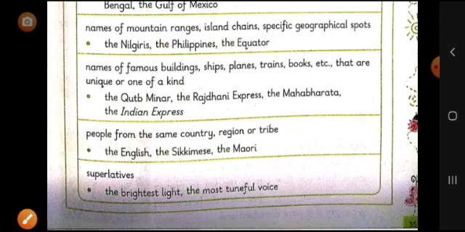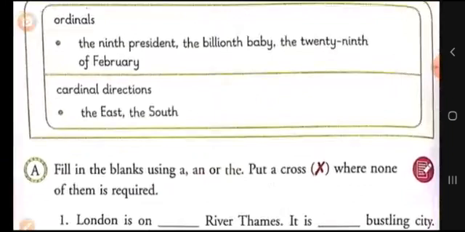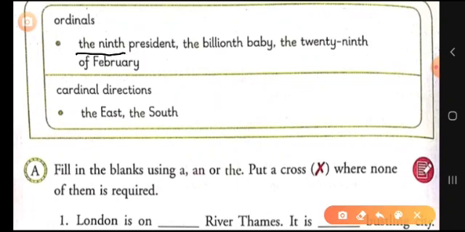Okay, let's move on to our next chapter. Next page. Sorry. We use the before ordinals. Ordinals are, for example, the ninth president, the billionth baby, the 29th of February. So these are ordinals. Ordinals are 9th, billionth, 29th. And before them also we use the article the.